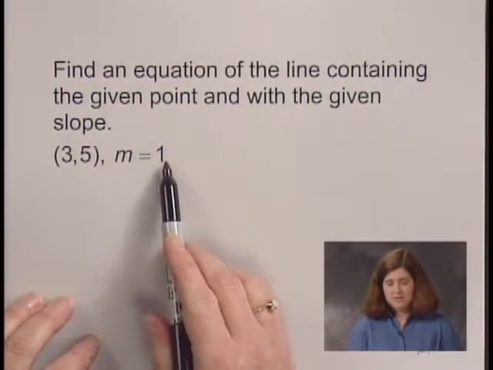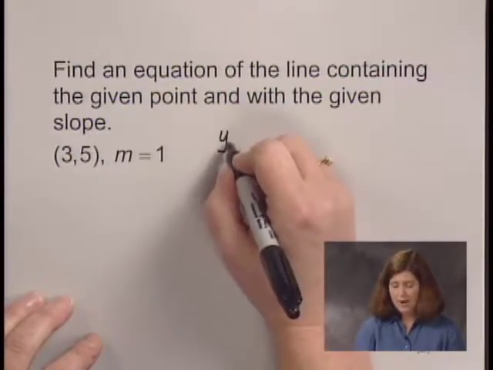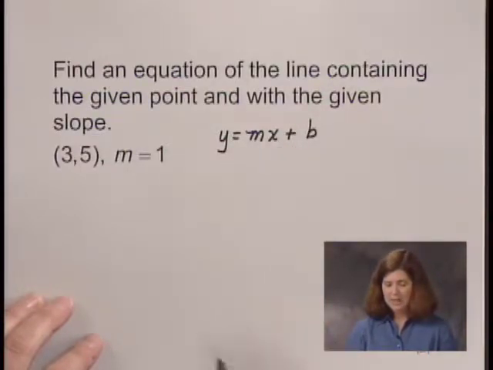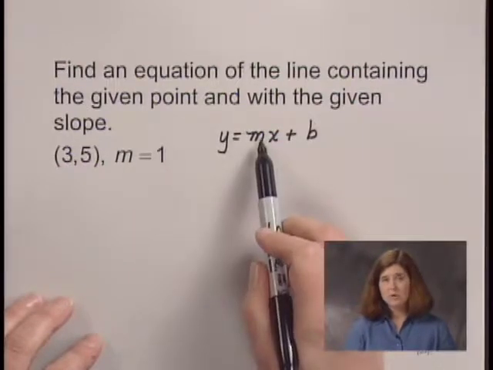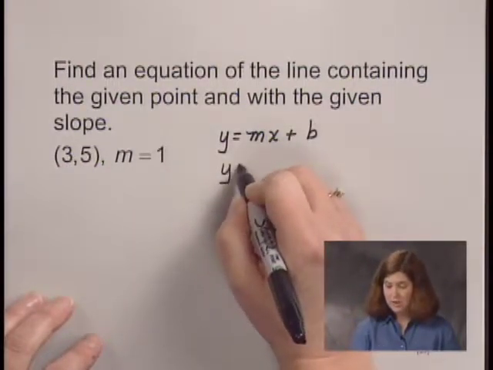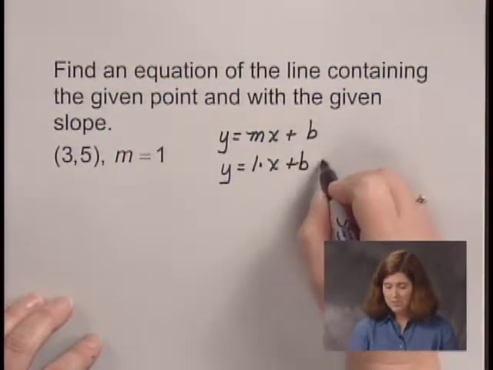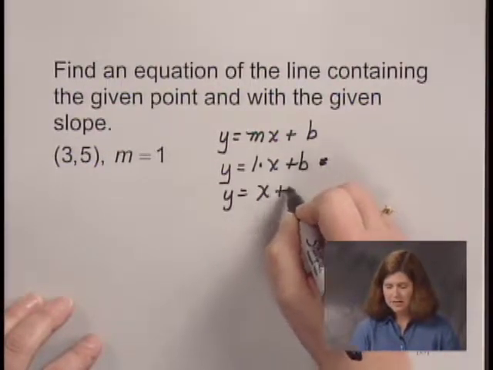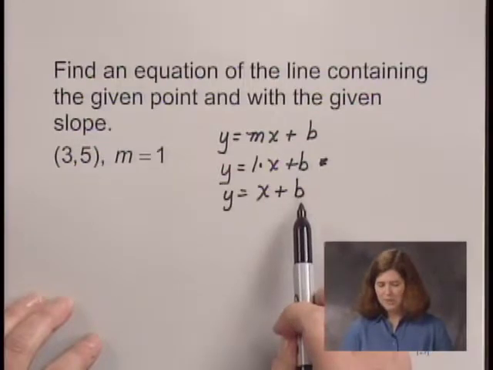Since the slope is defined, the equation of the line can be written in the form y = mx + b. And we know that the slope is 1, m is 1, so we can substitute 1 for m. That would give us y = 1 times x + b, or simply y = x + b. However, we're not given the y-intercept, so somehow we have to find what b would equal.